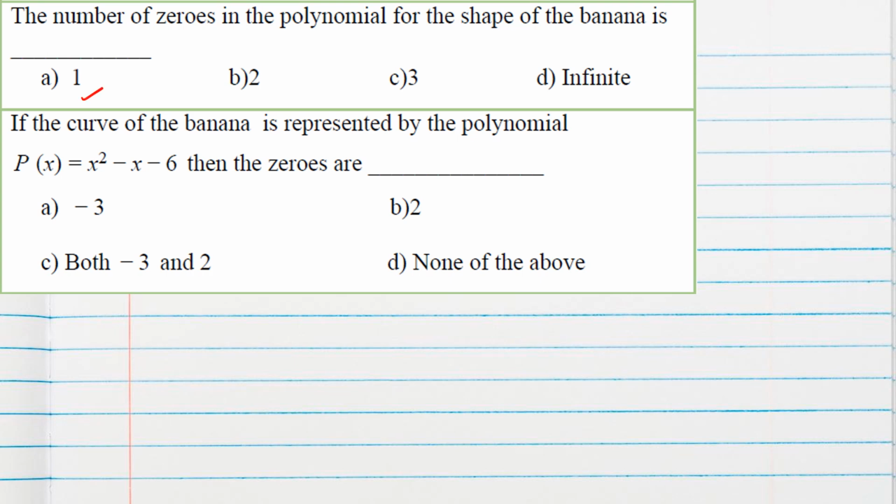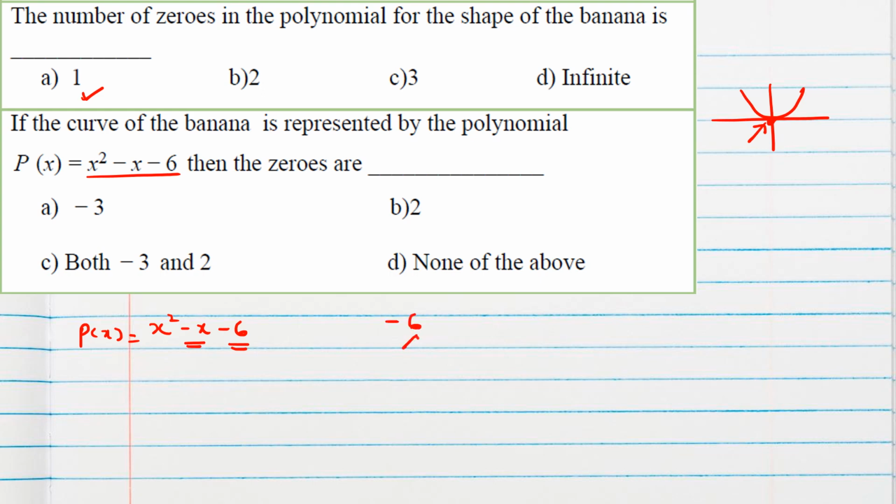Okay, just now we saw it cuts the x-axis at exactly one point. So that means the number of zeros will be 1. If the curve of the banana is represented by this polynomial, then what are the zeros? So we need to factorize this. We should find two numbers such that the product is minus 6 and the sum or difference is minus 1.